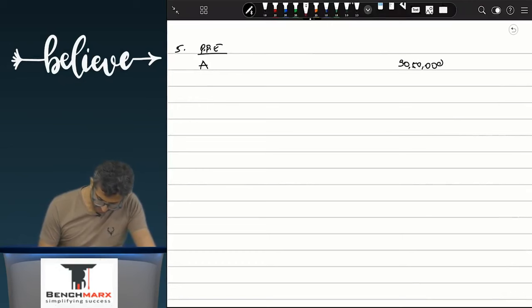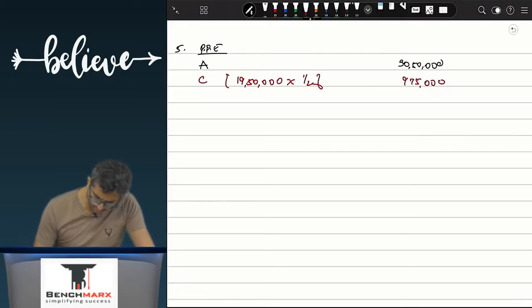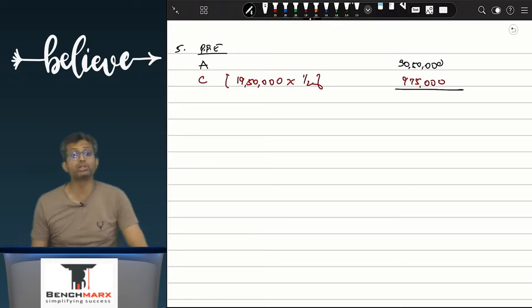And for C, 1950 into 1 by 2 comes to 970. Achha, will investment in joint venture also come over here? No, in fact, it will go in working note 2 for goodwill workings, if any.